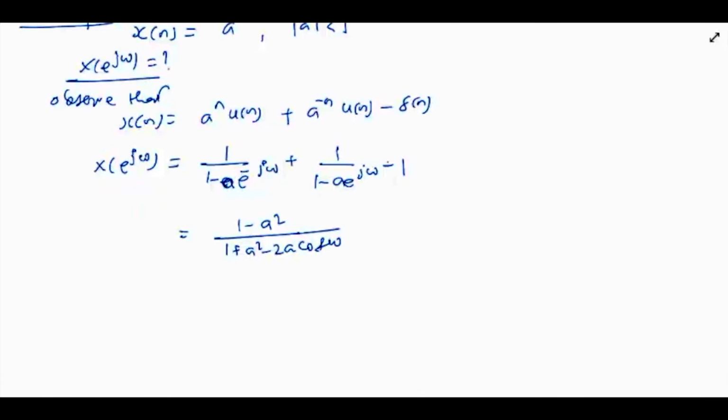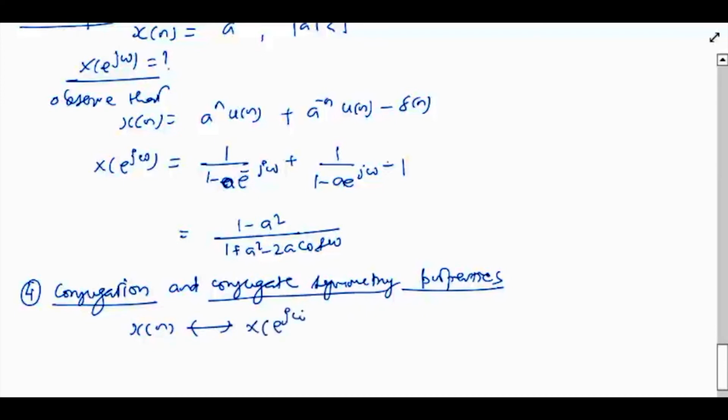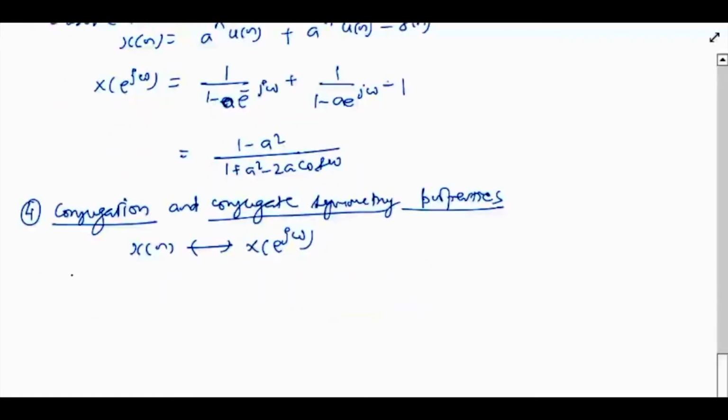Next we look at conjugation and conjugate symmetry properties. Okay, it says that if x[n] has Fourier transform X(e^{jω}), then the complex conjugate of x[n], that is x*[n], will have Fourier transform given by X*(e^{-jω}).